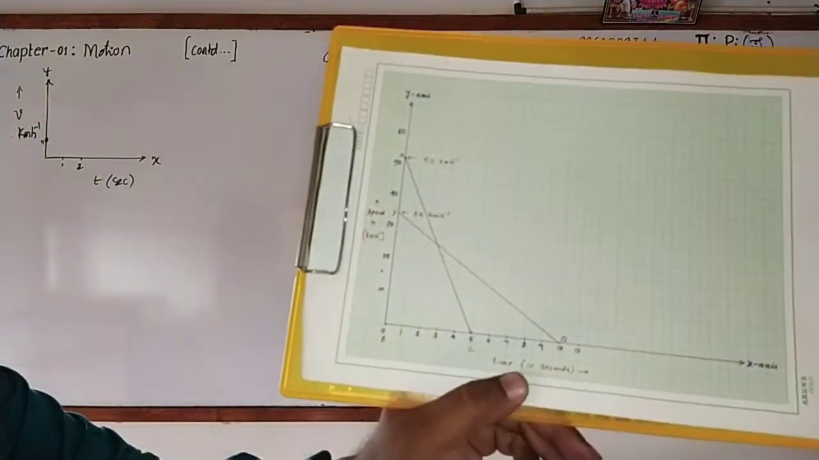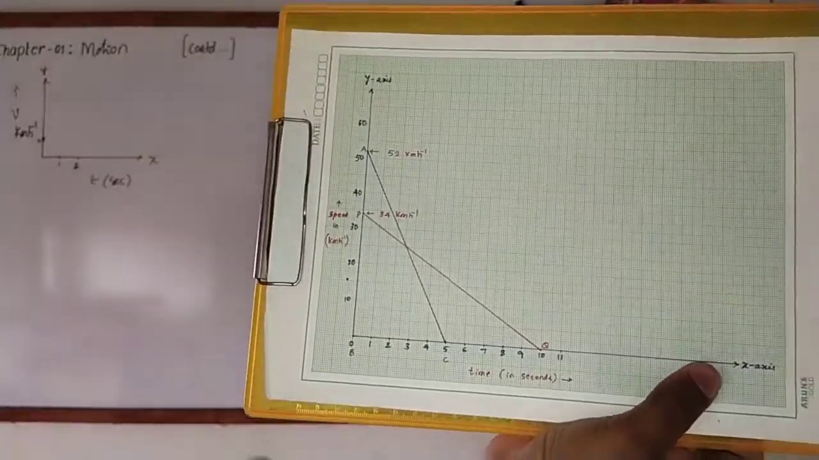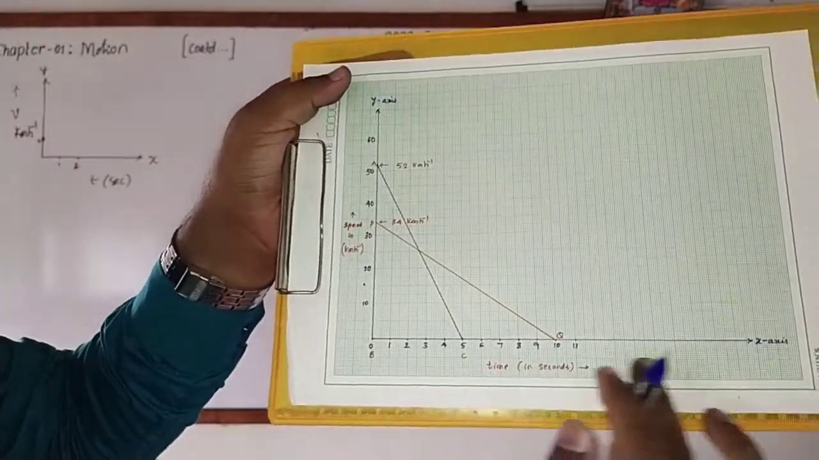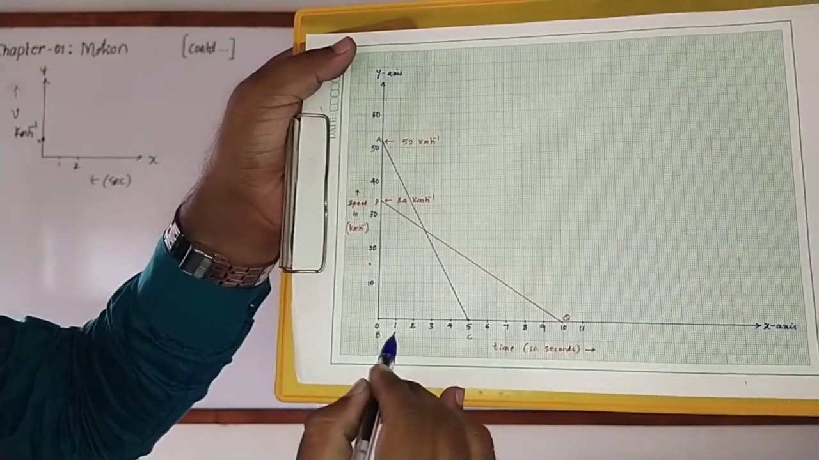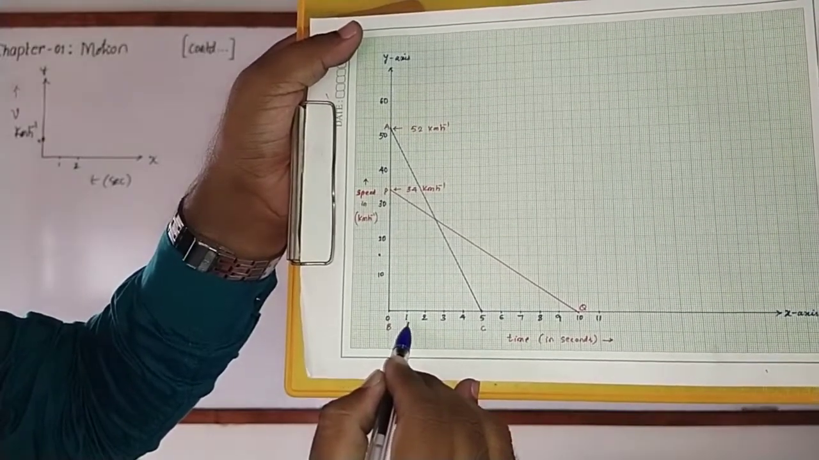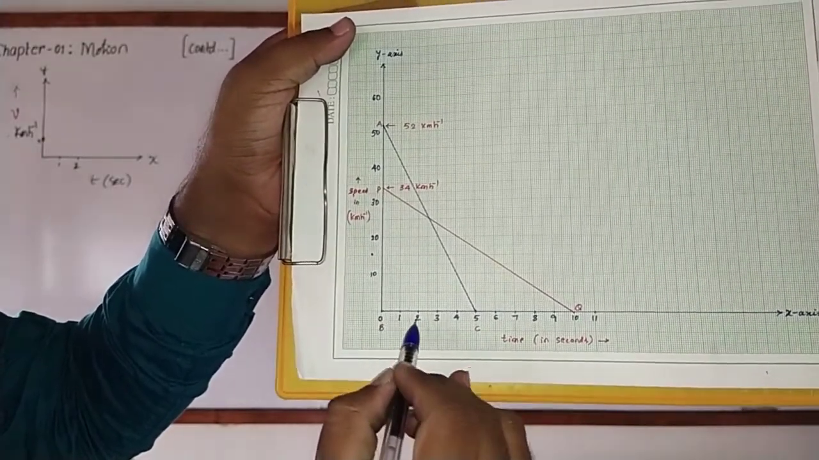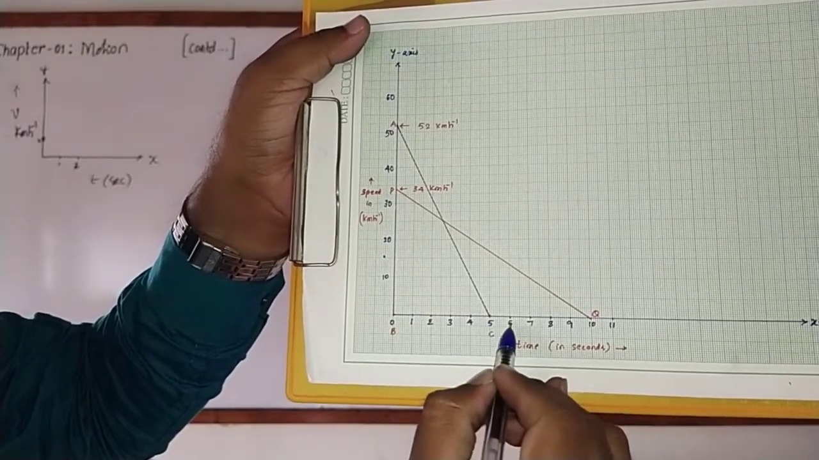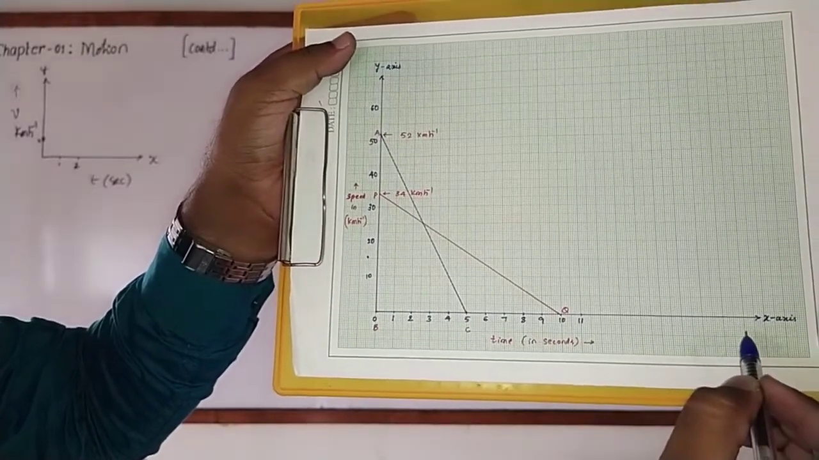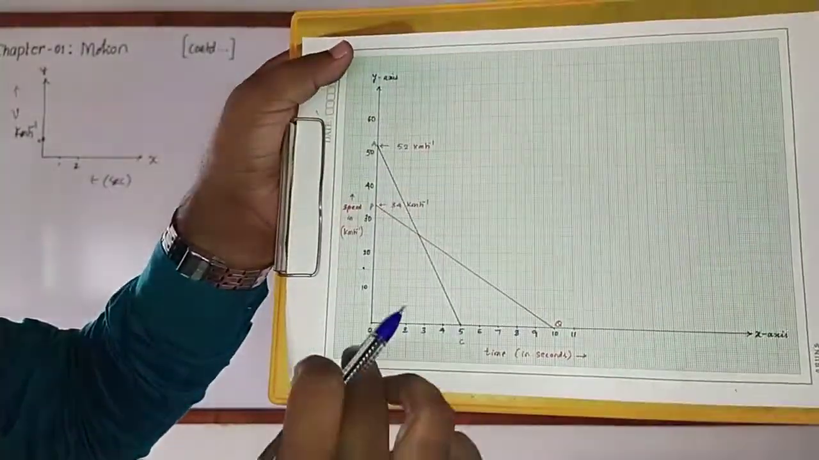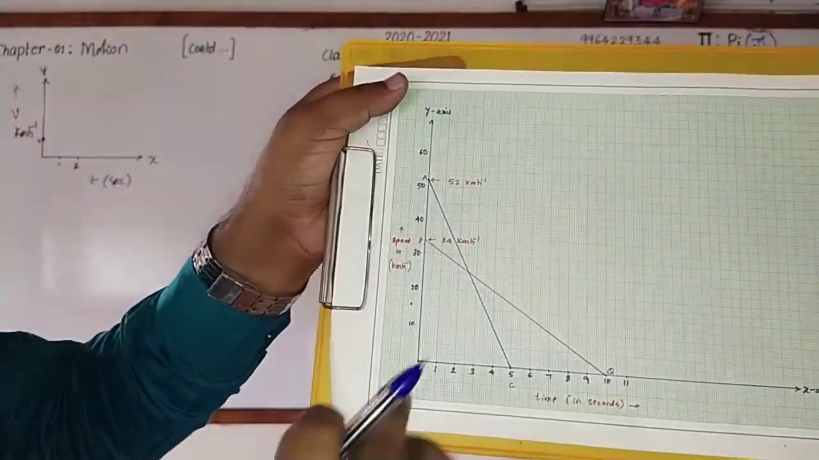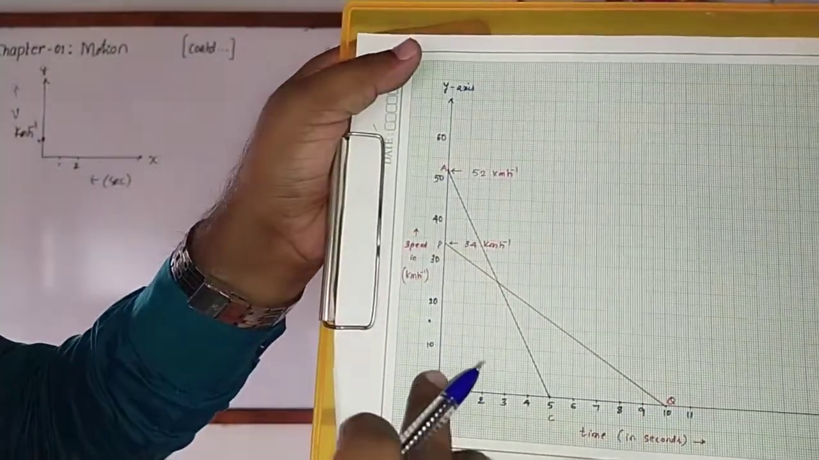Observe it. Here along the x-axis I have taken time, and the scale is 1 centimeter equal to 1 second. See that: 1 second, 2, 3, 4, 5, 6, 7 and so on. It has been continued. Then on the y-axis I have taken the velocity, the speed.